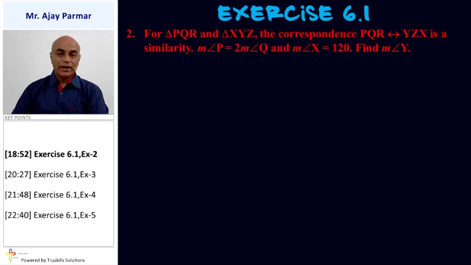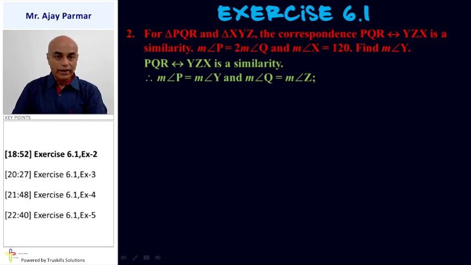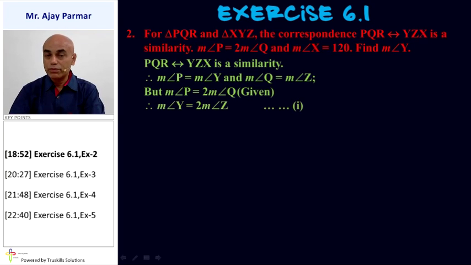In triangle PQR and triangle XYZ, PQR corresponds to YZX is a similarity. Also, measure angle P is twice measure angle Q. Measure angle X is 120. Measure angle Y is to be found out. So, PQR to YZX is a similarity. That means measure angle P will be same as measure angle Y. And measure angle Q, according to the correspondence, will be equal to measure angle Z. But we know that measure angle P is twice measure angle Q. That means measure angle Y should be twice measure angle Z.